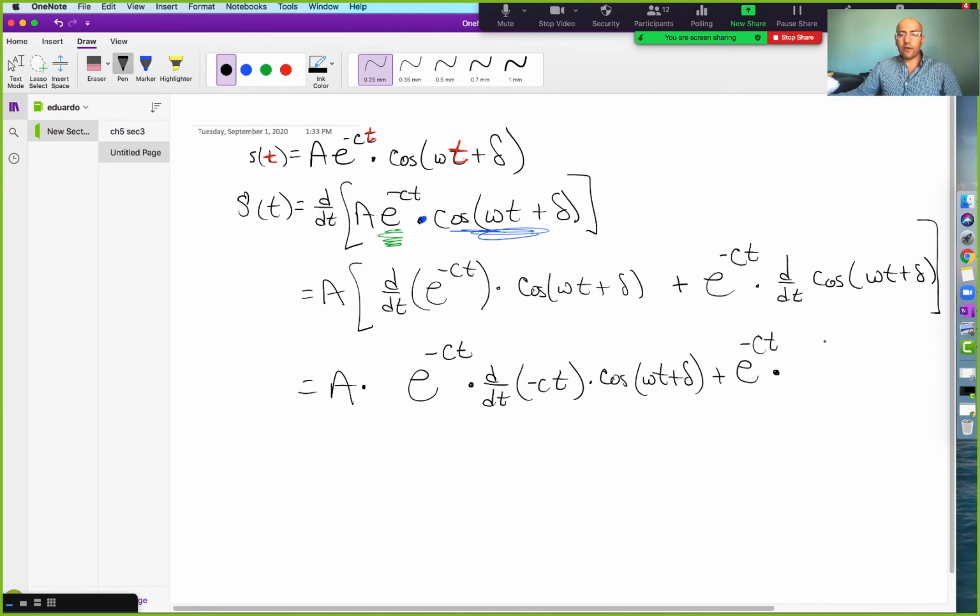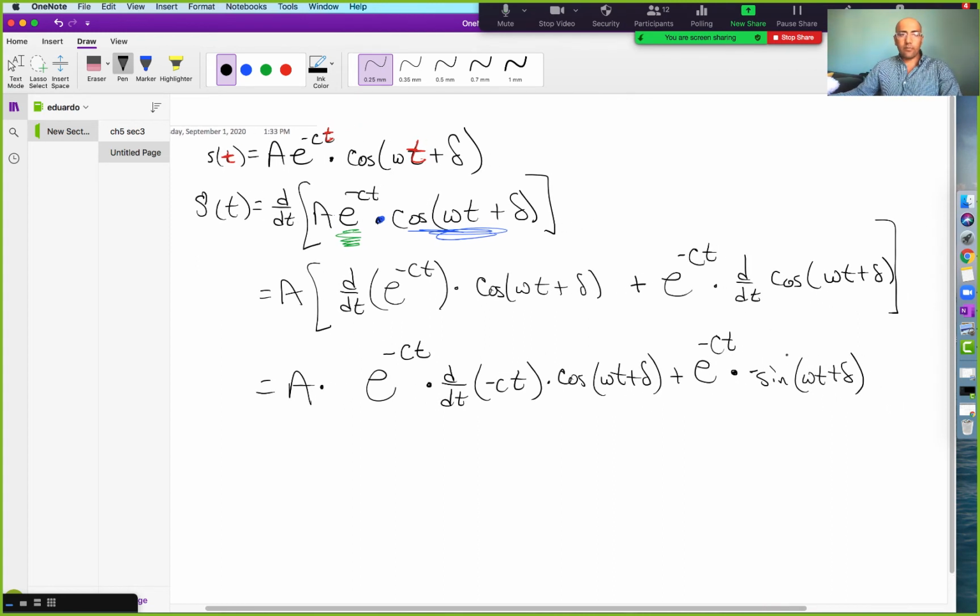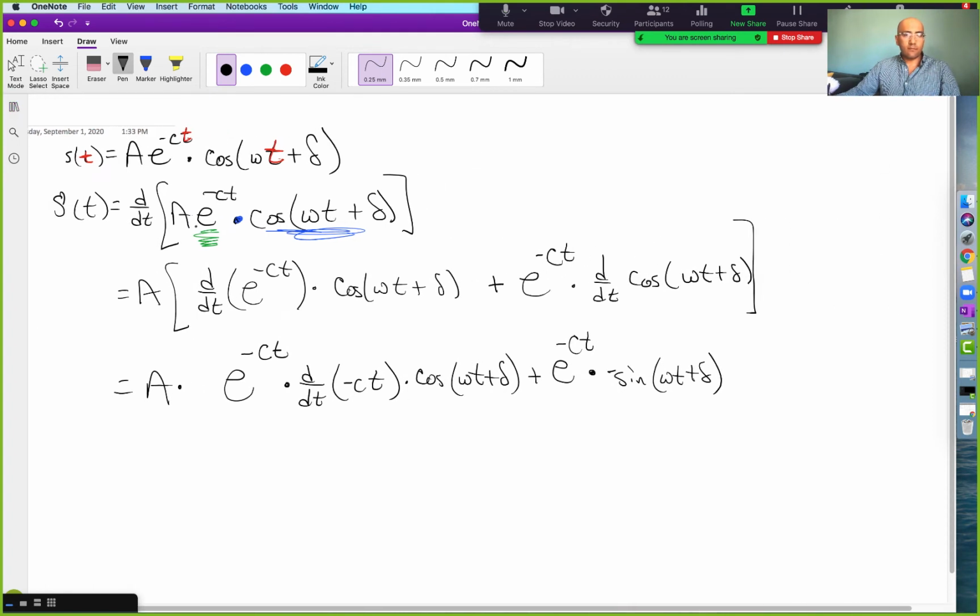this. The derivative of cosine is going to be negative sine of wt plus gamma times the derivative of the inside part once again, times the derivative with respect to t of wt plus gamma. Okay, good.